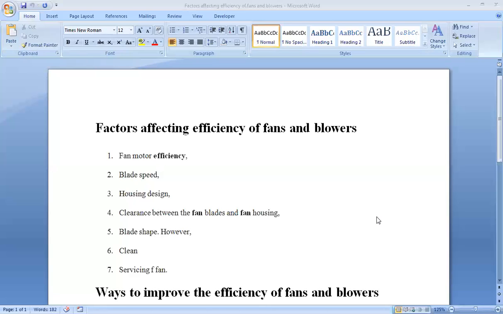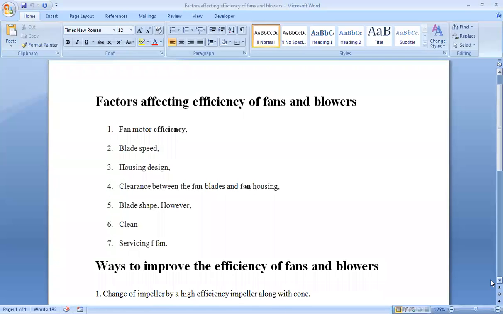Then the next point is blade shape. The blade shape also decides the efficiency of the fan. There are various shapes of blades available. For example, some innovative manufacturers use sword-shaped blades or oval-shaped blades, or they have even tried different lengths of blades. So the blade shape of the fan also affects the efficiency.